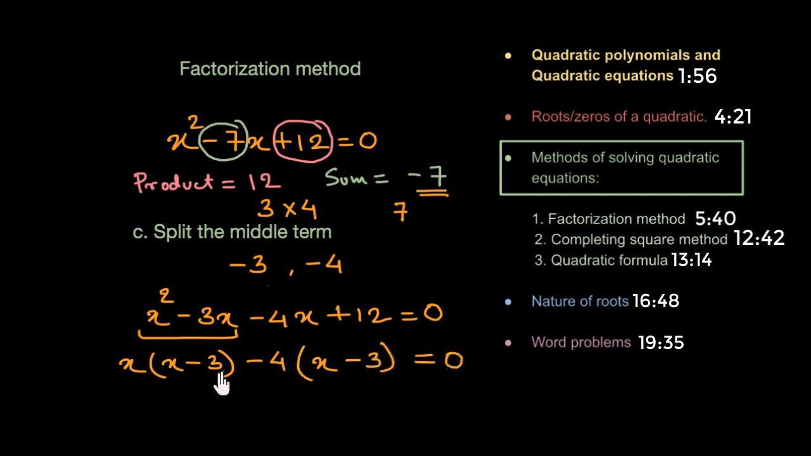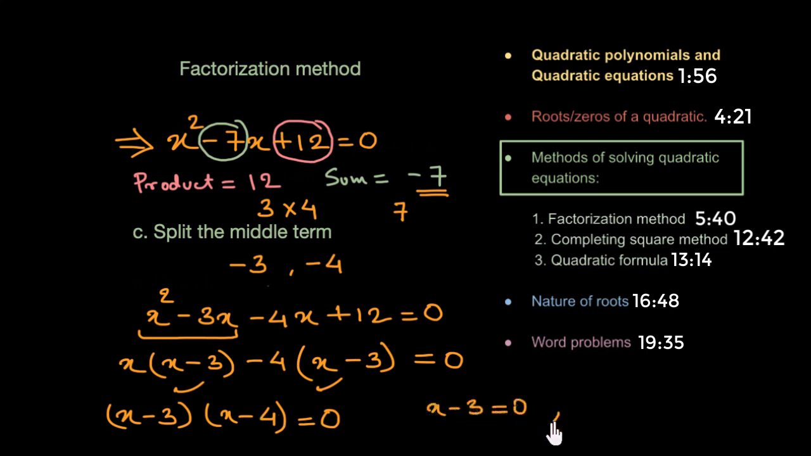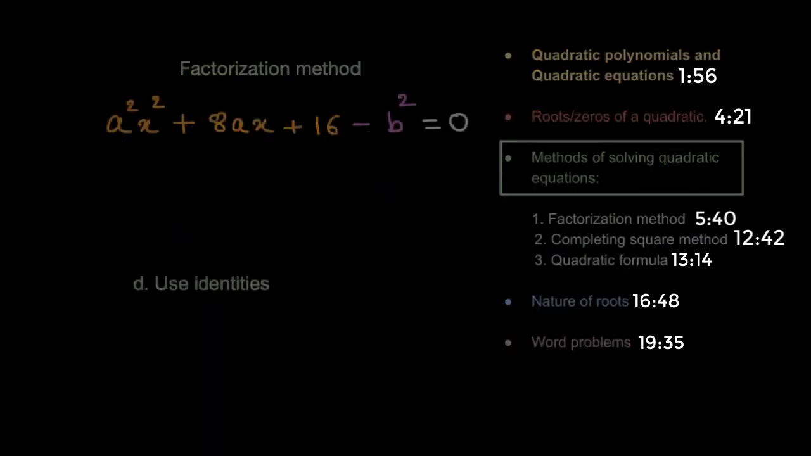Now since x minus 3 is the common factor, we can pull that out. So this would finally give us x minus 3 times x minus 4 equal to 0, which is again the factorized form of this given quadratic equation. And from here we can easily find the roots, because if this is equal to 0, either x minus 3 is equal to 0 or x minus 4 is equal to 0. So from here we can say that x is either equal to 3 or 4.